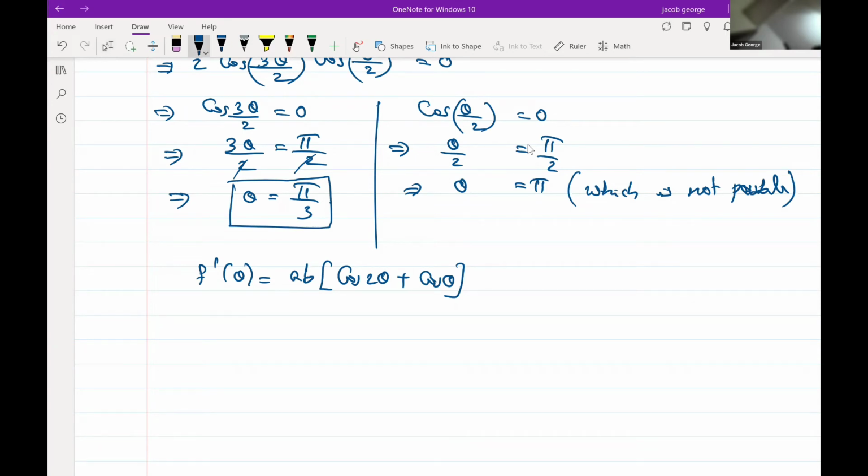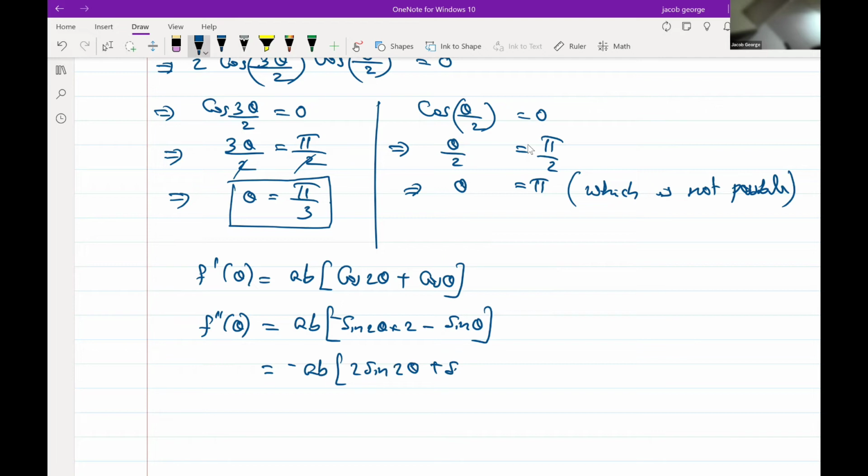Now F double dash theta is AB into derivative of cos 2 theta, which is minus sine 2 theta into 2, then minus sine theta. We can take minus outside, minus AB into 2 sine 2 theta plus sine theta.